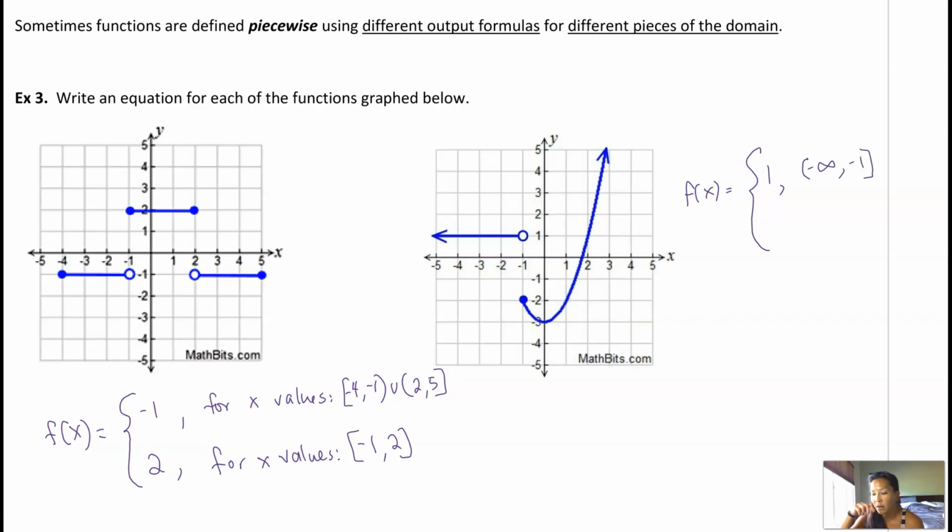And then the other function that we're looking at is a parabola. And that parabola is shifted down 3 units. So it would be x squared minus 3. And that is on the x values from, let's fix this, -1 on the first one is an open circle. So I should have a parentheses. This one on the parabola is a closed circle. So I should not have a parentheses, I should have a bracket. And then it's going all the way to +infinity. Okay? I do not need to make curly brackets on both sides of my piecewise function. The left-hand side is enough.